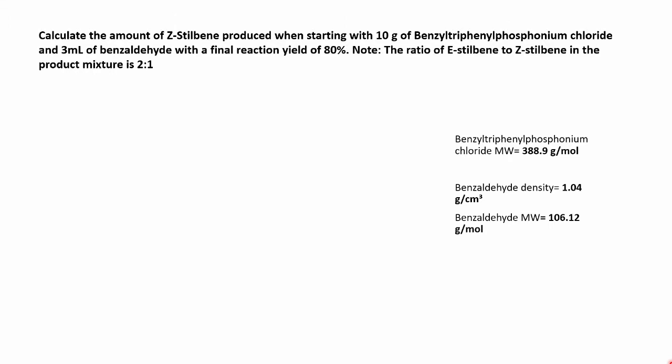All right. So I have a little practice problem for us to work on together. Let's say we want to calculate the amount of the Z-stilbene that is produced with the starting materials of 10 grams of benzyl triphenyl phosphonium chloride and 3 mLs of benzaldehyde. After we've run our reaction, we receive about 80% of the product. Something to note is that E to Z stilbene is usually produced in about a 2-to-1 ratio. So the first thing we want to do is find the limiting reagent between the benzyl triphenyl phosphonium chloride and the benzaldehyde.